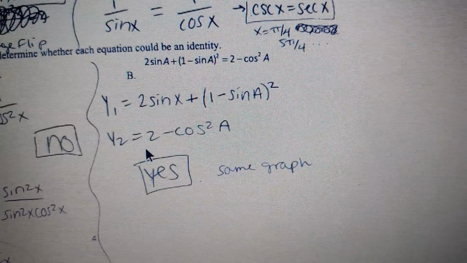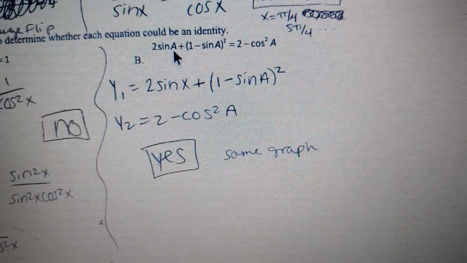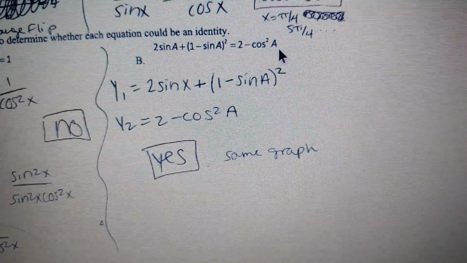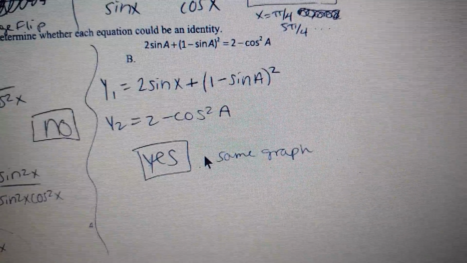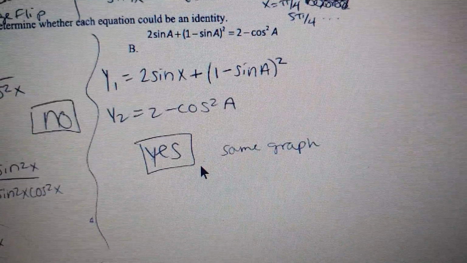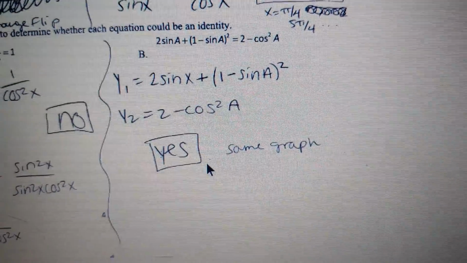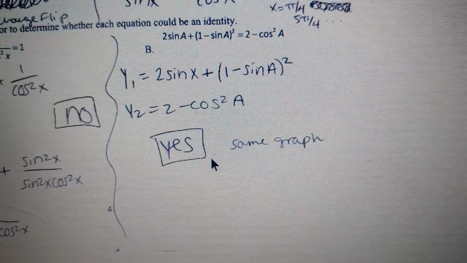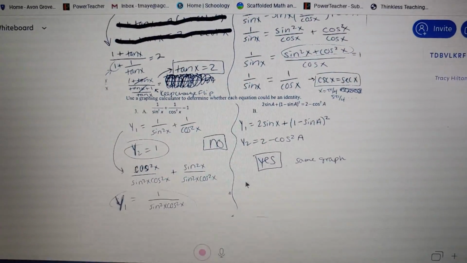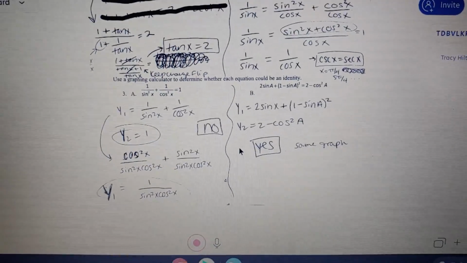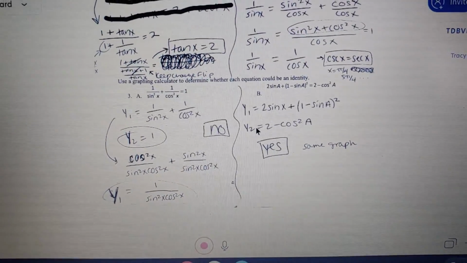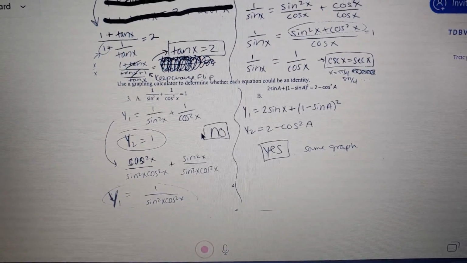In 3b, left-hand side of the equation is y1, right-hand side of the equation is y2. Check both of these graphs in your calculator. You'll see that, yes, they are, in fact, the exact same graph. You might have to adjust your window a little bit, but they are the same. Okay, so if you need to see the graphs for those, let me know, because I can show you on my graphing calculator how these graphs are the same in 3b and how they're different in 3a.